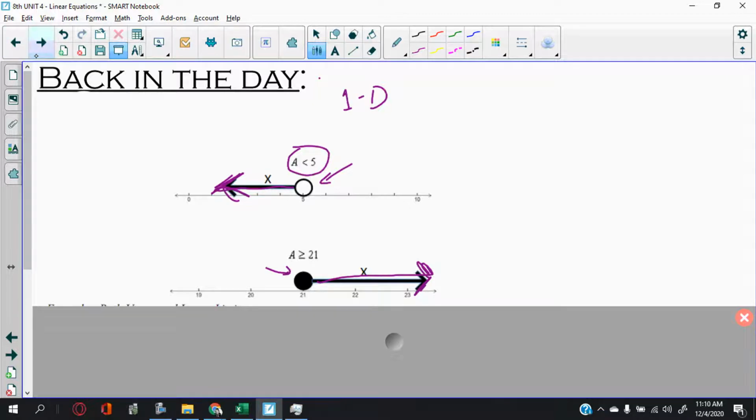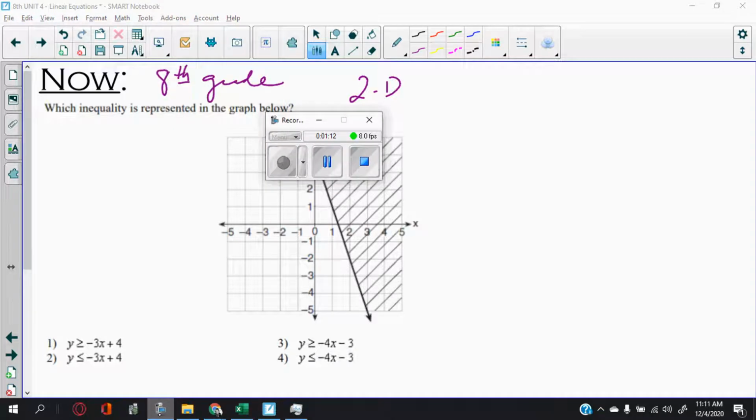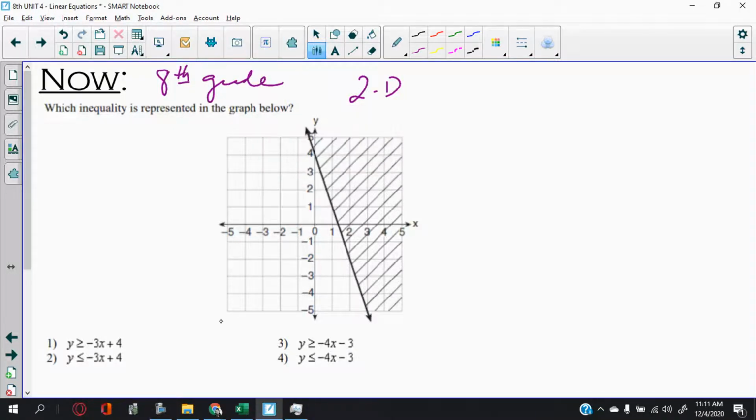So let me show you what this should look like in eighth grade. It's actually this. This is the actual graph of an inequality in a two-dimensional space, on a flat surface. So let me show you what I mean. Okay, here we have a line, and here we have graphs. Now we're not solving this per se. I just want to show you what the graph should look like.